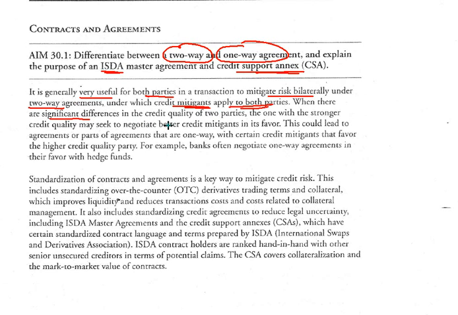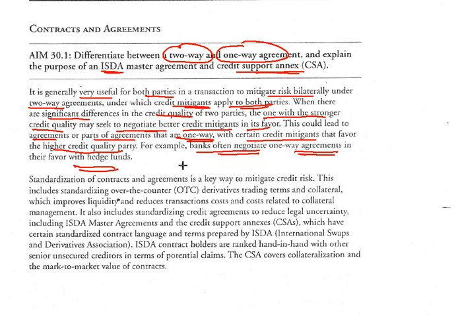When there are significant differences in the credit quality of the two parties, the one with the stronger credit quality would be able to seek better credit mitigants in its favor. So the party which is stronger will be able to negotiate better terms in its favor. This leads to agreements, or part of the agreement, that are one way, with certain credit mitigants that favor the higher credit quality party. For example, banks often negotiate one-way agreements in their favor when they are dealing with hedge funds.